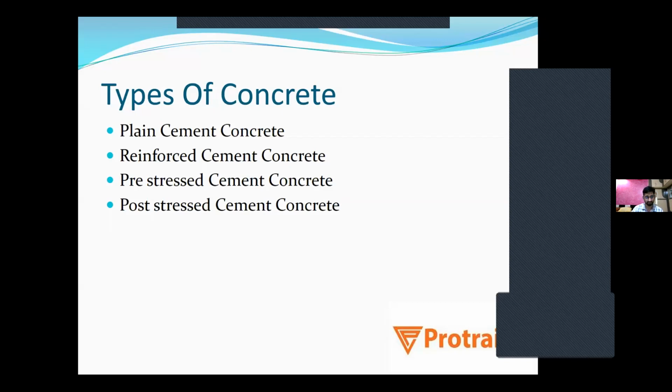So this is all about concrete, and we will be learning more about these types of concrete in detail in our upcoming lecture.